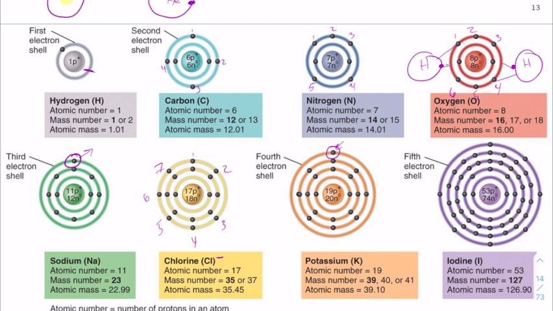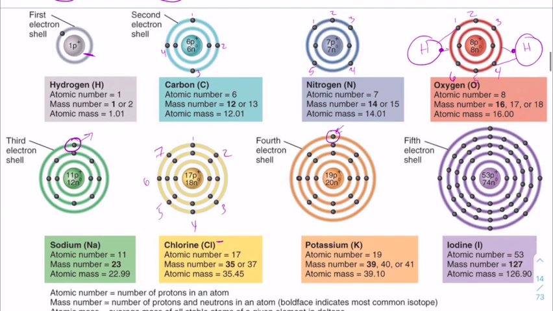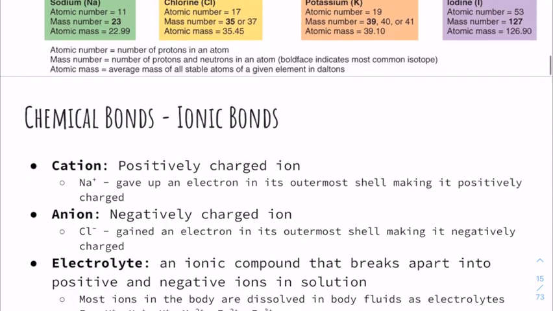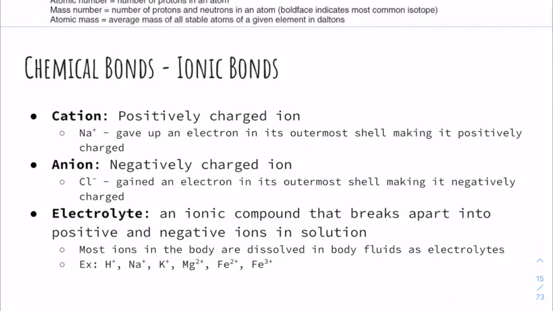So iodine doesn't really bond with any other element because of this. So what do we call those positive or negatively charged ions that give up electrons completely? Because they may only have 1 electron in that outermost shell, or they gain electrons because they only need 1 or 2 more electrons. They're called a cation for a positively charged ion, which means they gave up at least 1, maybe 2 electrons out of their outermost shell. So they have more protons than electrons, so they're positive.